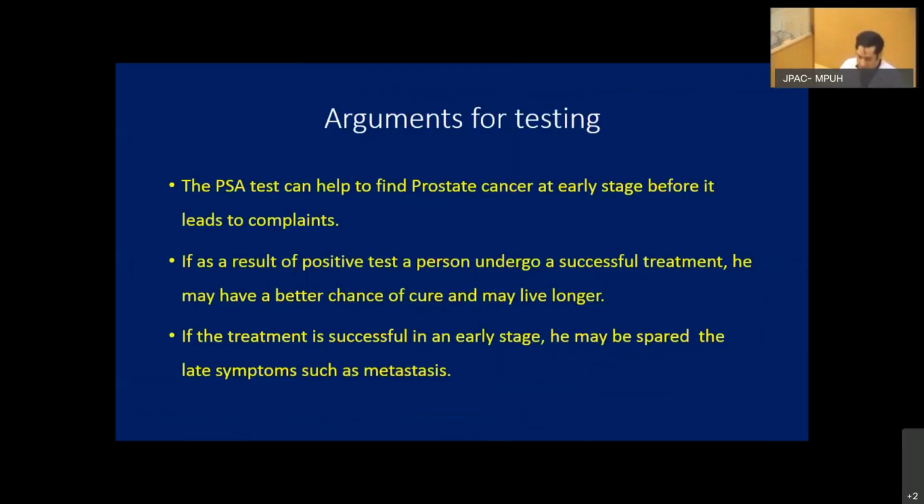So the arguments for testing is that the PSA test can help to find prostate cancer at an early stage. And if the result is positive and the patient undergoes a successful treatment, he has a better chance of cure and may live longer. And if the treatment is successful in early stage, he may also be spared of the late symptoms such as metastasis.